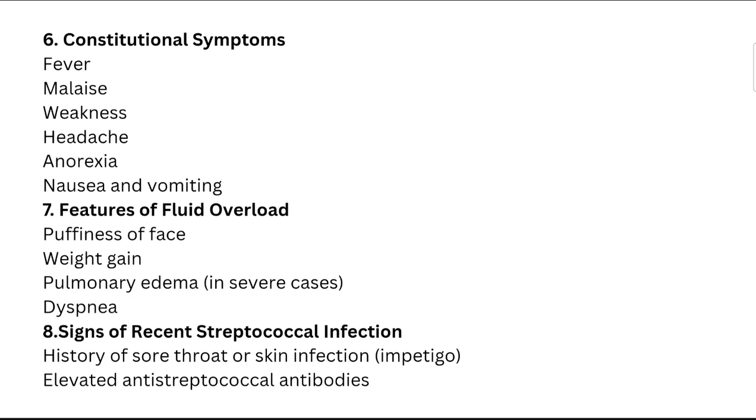When discussing constitutional symptoms, it's important to connect with the audience by emphasizing how these symptoms can affect a patient's daily life. Start by explaining that fever, malaise, and weakness can lead to a general feeling of being unwell, making it challenging for individuals to carry out routine activities. Highlight that these symptoms are often accompanied by headache and loss of appetite, which can further contribute to a decrease in overall energy and well-being.